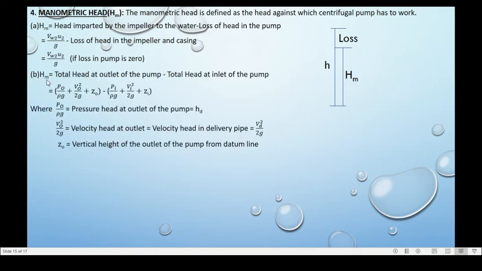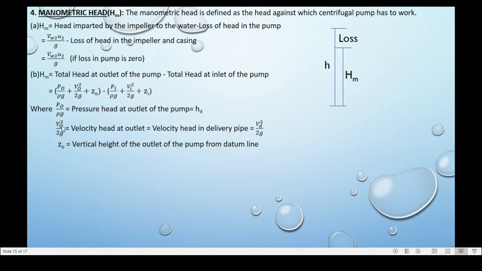Next, your manometric head can also be defined as the total head at the outlet of the pump minus the total head at the inlet of the pump. So this is the total head at the outlet minus the total head at the inlet. That is the total energy according to Bernoulli's equation. This is the total energy at outlet, and this is the total energy at inlet. So the total energy at outlet is P0 by rho g, which is the pressure head at the outlet, or your Hd, the delivery head.